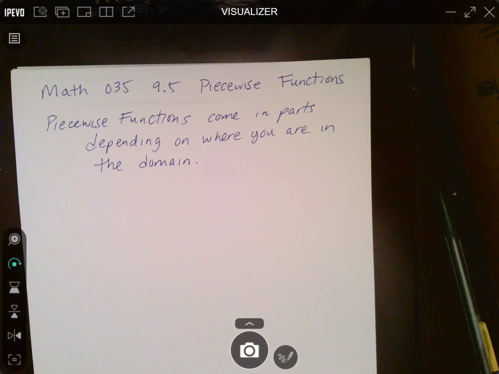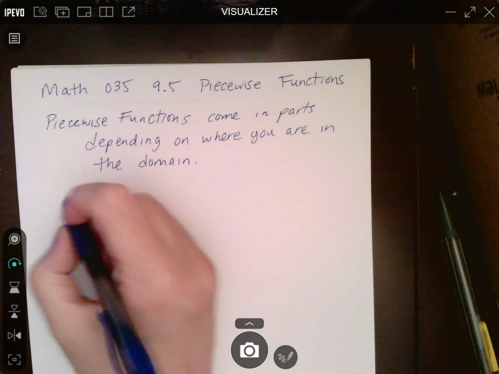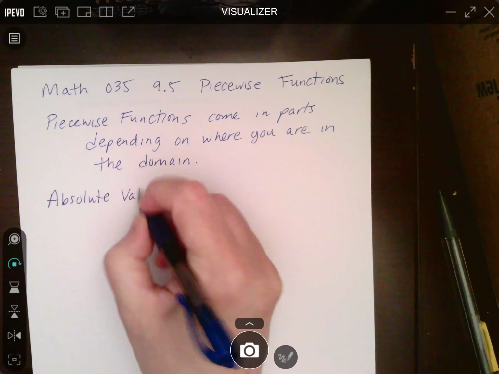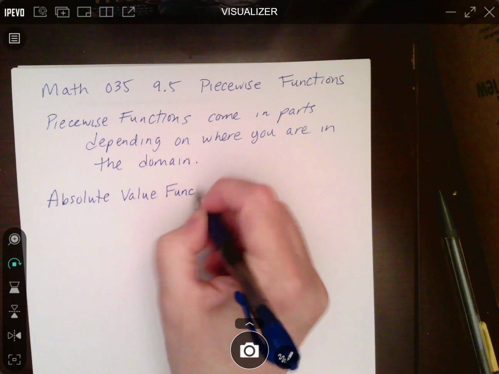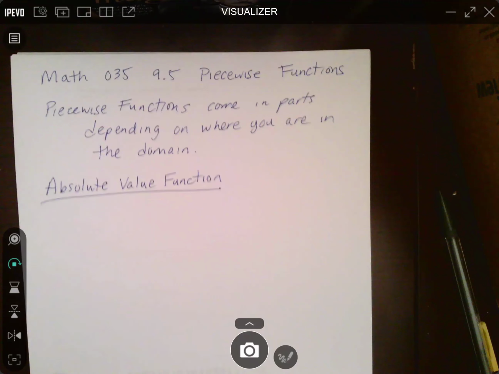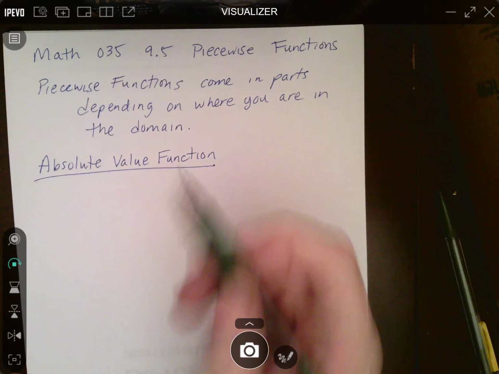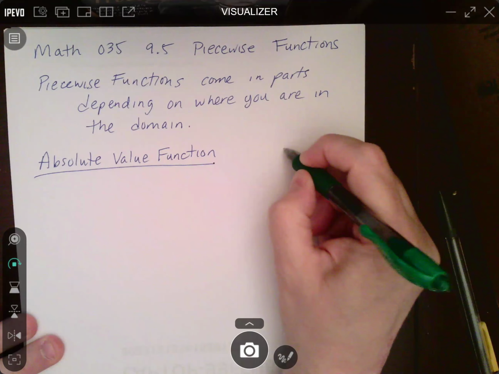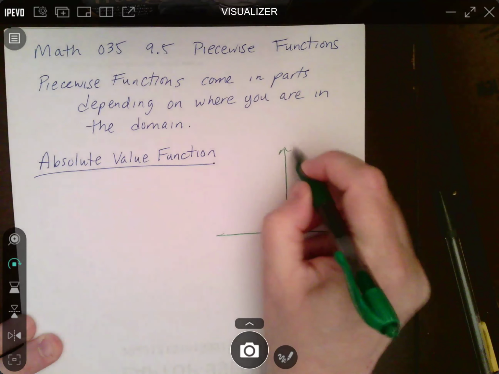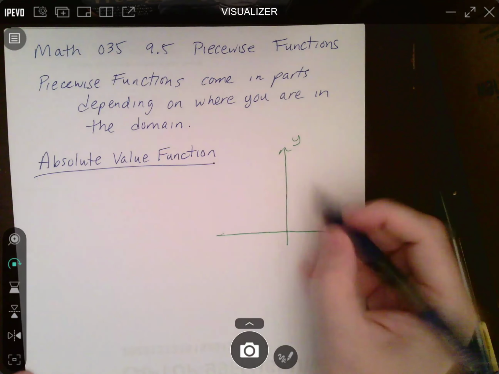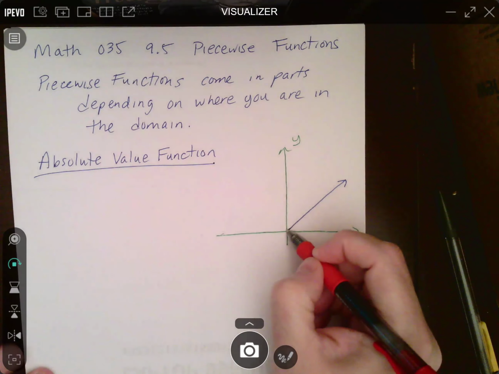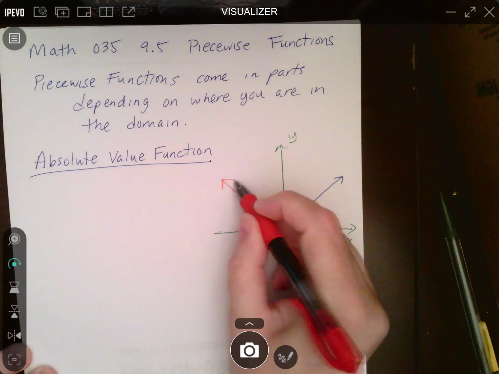One of the most famous ones is actually the definition of the absolute value function. And rather than telling you right away what it is, why don't we explore the graph of it and see what we gather from it? So this is our x-axis, our y-axis. On that side, it's like this. On this side, it's like that.